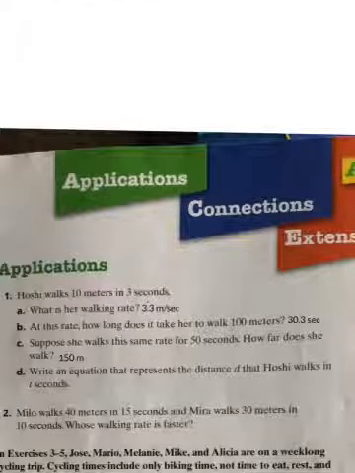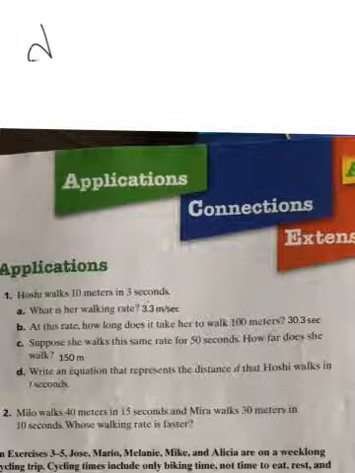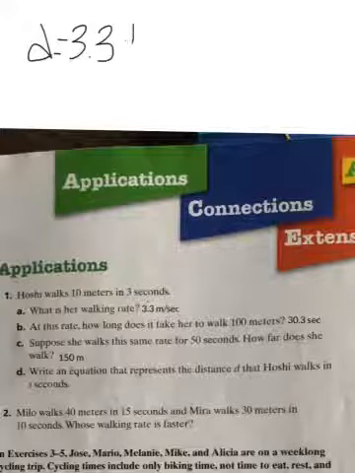To write an equation, we do similarly to what we have done in the previous 2 pages, and we find that D equals Hoshi's walking rate of 3.3 meters per second times T, or the number of seconds that she would be walking.